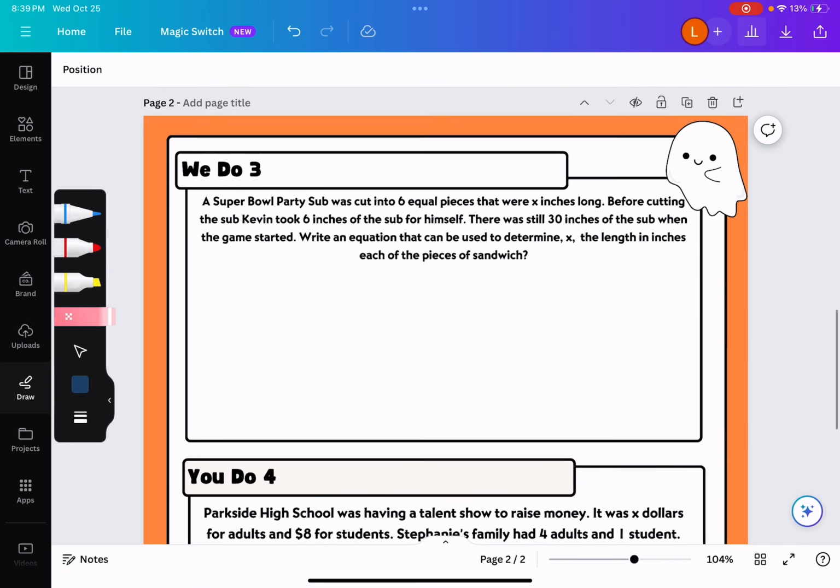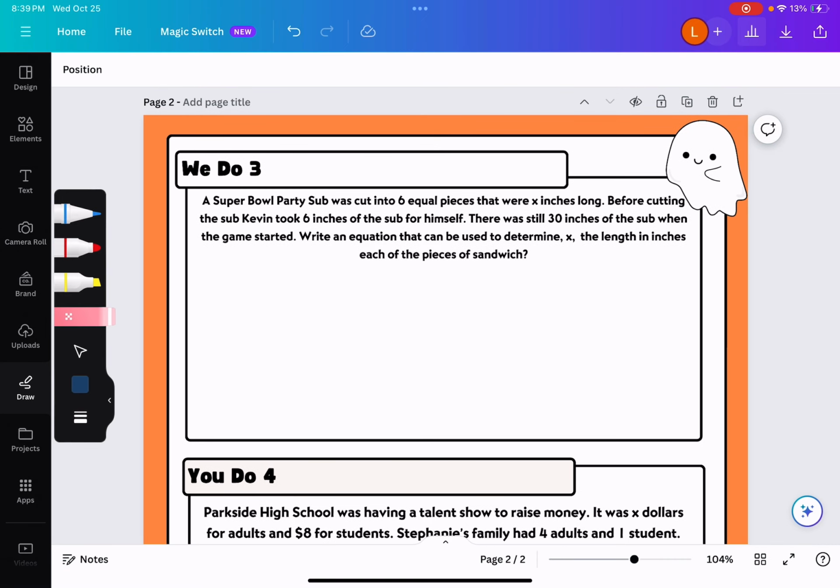So let's go ahead and look at this second we do, which is problem number 3. And then you will do one by yourself. So a Super Bowl party sub was cut into 6 equal pieces that were X inches long. Before cutting the sub, Kevin took 6 inches of the sub for himself. There was still 30 inches of the sub when the game started. Write an equation that can be used to determine X, the length in inches of each of the pieces of sandwich.